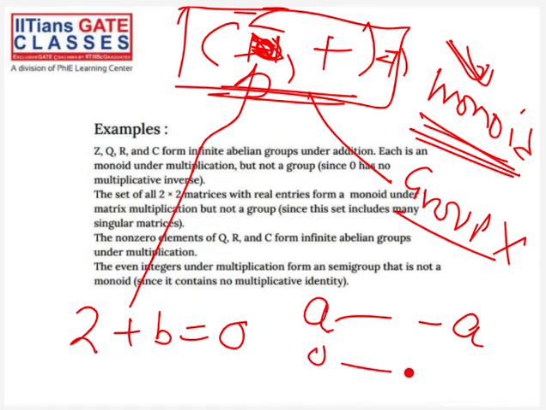The inverse of 0 will be 0. The inverse of 1 will be minus 1. So now you see the inverse property is satisfied, and hence this (Z, +) is an abelian group. So the highest structure satisfied by (Z, +) will be abelian group.